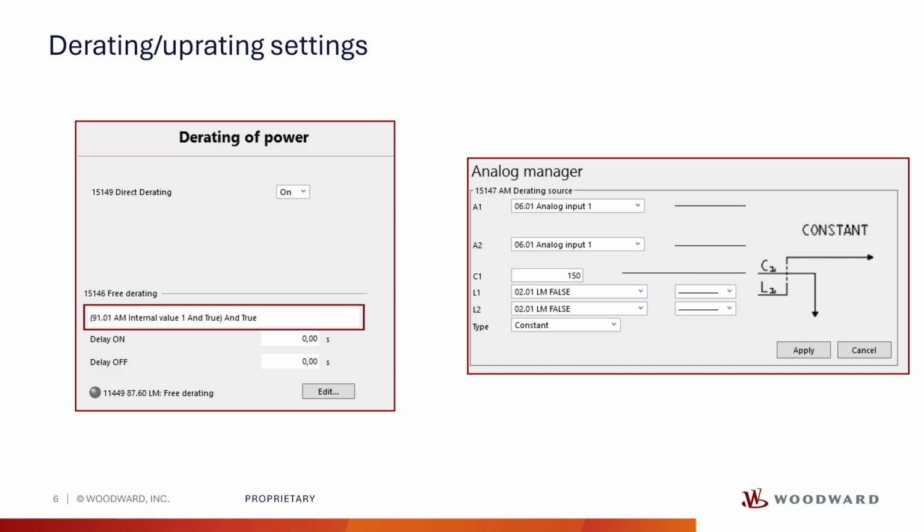When the free derating flag is set to true, uprating shall become active. Then go to the analog manager mentioned earlier and configure the parameters there. Change the mode to constant and enter the value C1, which determines the reduction or increase in power depending on the value. For more information on calculating this value, see the application note linked at the end of the video.